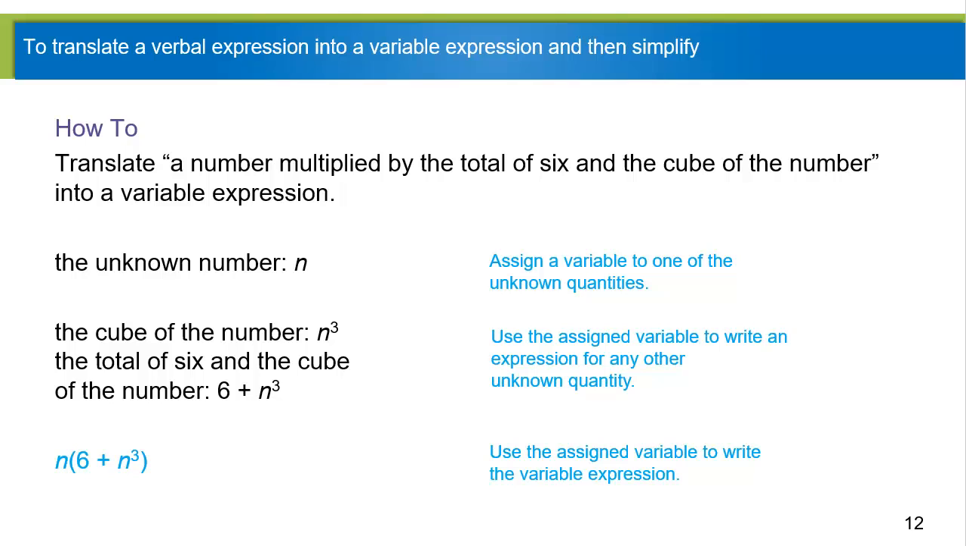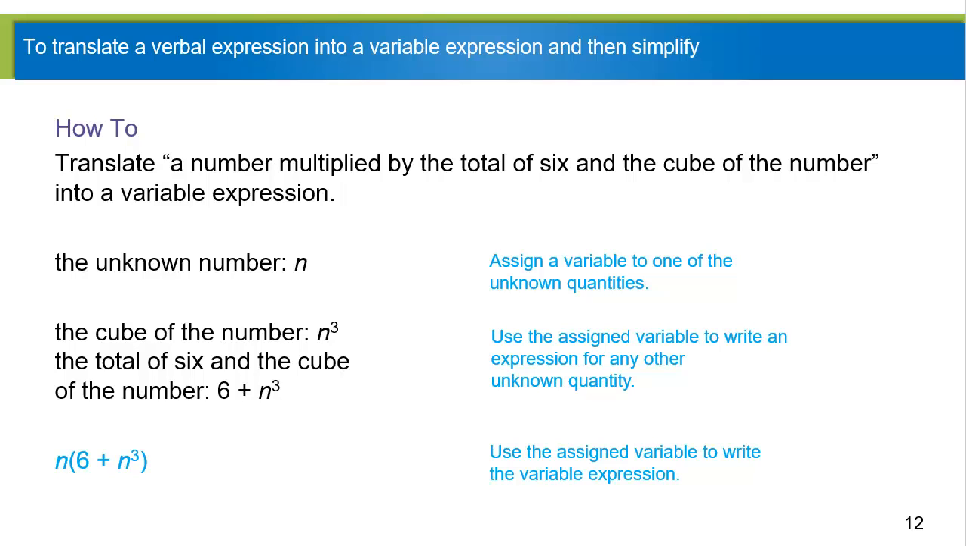So that's our unknown. That's our variable. We're going to give it a name. We're going to call it n this time. You can call it whatever you want, x, whatever. So the cube of that number is now going to be n cubed. And then now we have to just do a number multiplied by the total of 6 and the cube of that number. Well, the total of 6 and the cube of that number, total of, remember, means addition, so we're going to go 6 plus n cubed, and then we're going to multiply that by n, so that's where we get n times the quantity 6 plus n cubed.